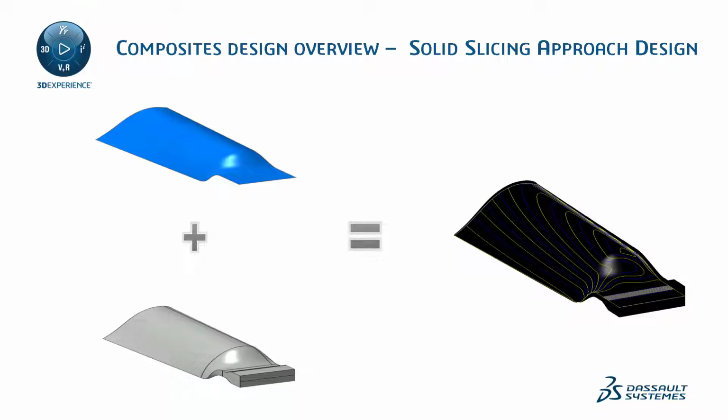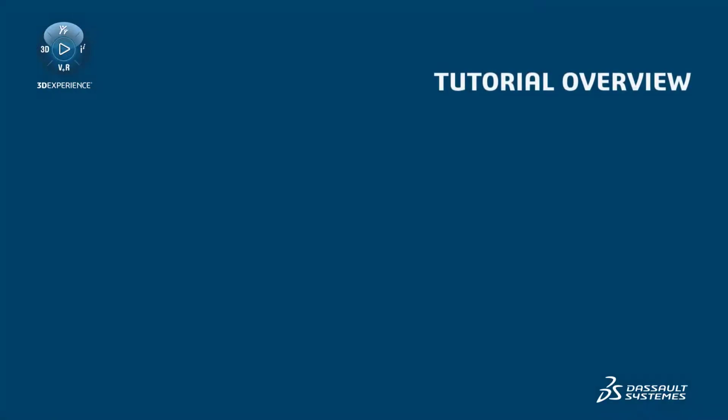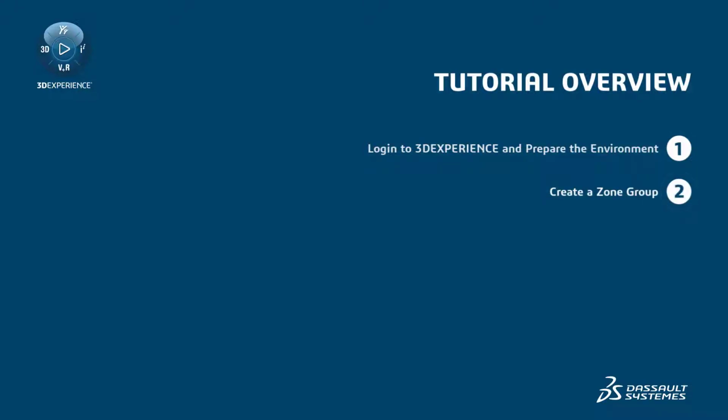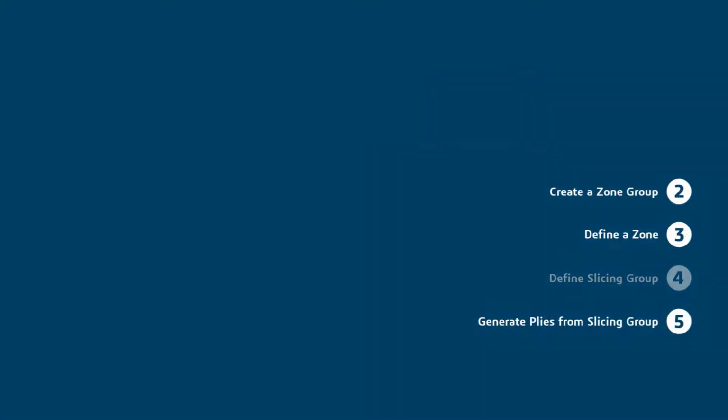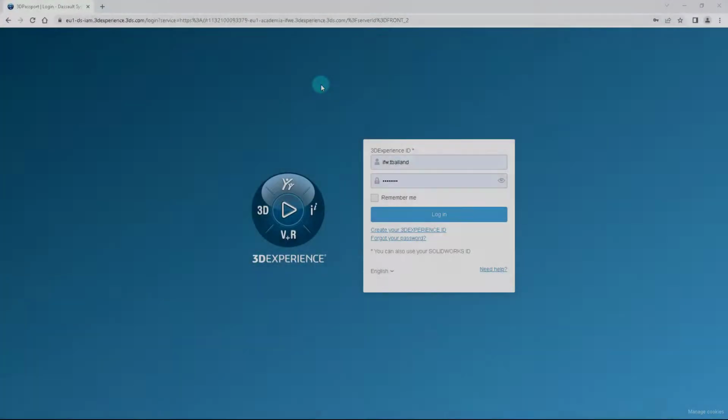For this tutorial, we will use this geometry, an engine blade. Download the file attached to this tutorial, and save it on your computer, in a directory of your choice. By the end of this tutorial, you will be able to log into 3DEXPERIENCE and prepare the environment, create a zone group, define a zone, define a slicing group, and finally, generate plies from the slicing group.